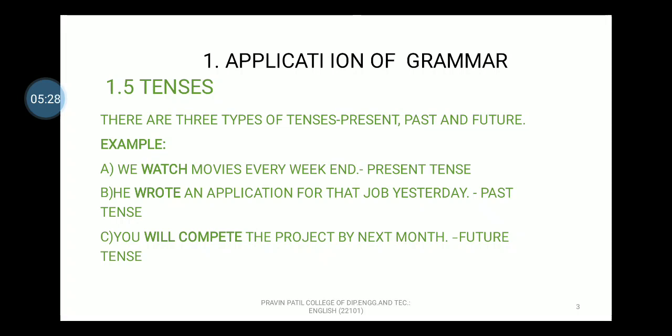Along with this, V-ing indicates continuous. V1 plus V-ing is called present continuous. V2 plus V-ing is past continuous. Will or shall plus be plus main verb with ing is future continuous.